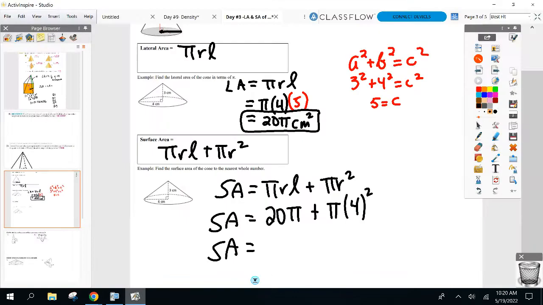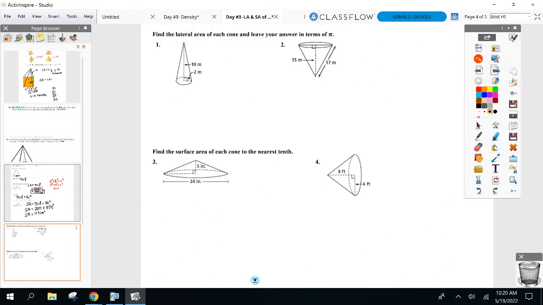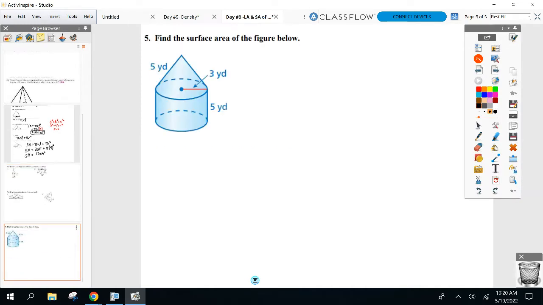$13 when you're ready. Surface area. 113. Yes? Square centimeters. Thanks, Lucy. Everyone's good? All right, there's really not much I can throw at you here to try to trick you. So there's no reason for me to stand up here and do these 4 problems with you.